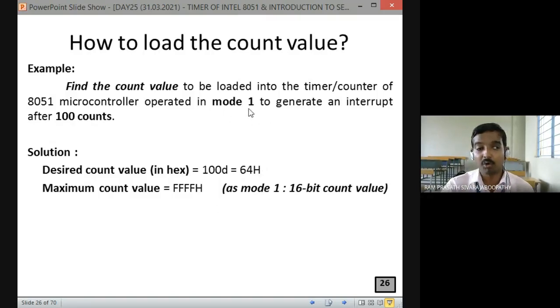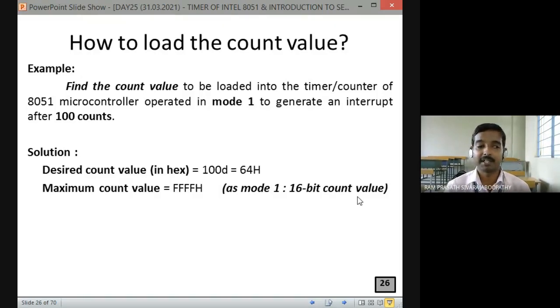Here I told mode 1 operation. That's very, very important. Mode 1 operation meaning என்ன? Maximum count வந்து FFFF as it is a 16-bit timer bar counter. Correct? Mode 2 சொன்னா 8-bit. Mode 1 ன்னு சொன்னா 16-bit. Mode 0 சொன்னா 13-bit. Is it clear to everyone?